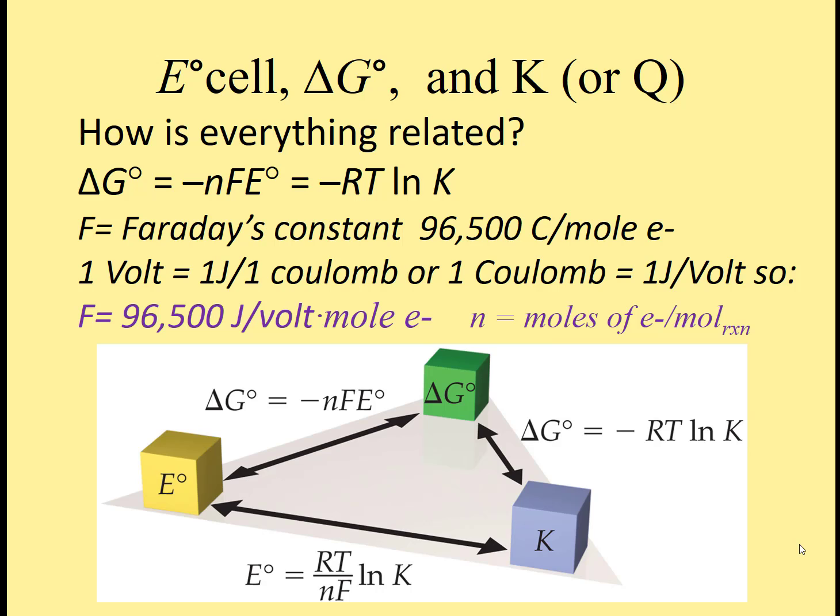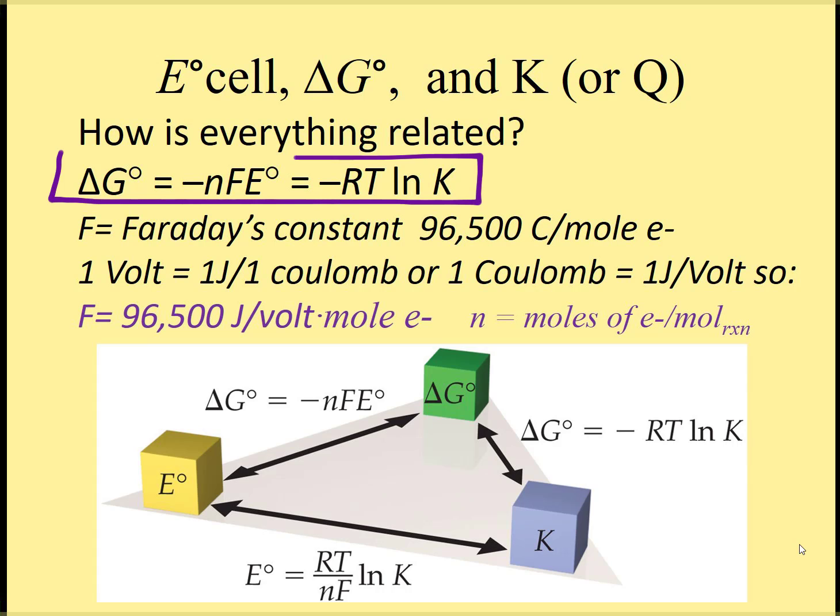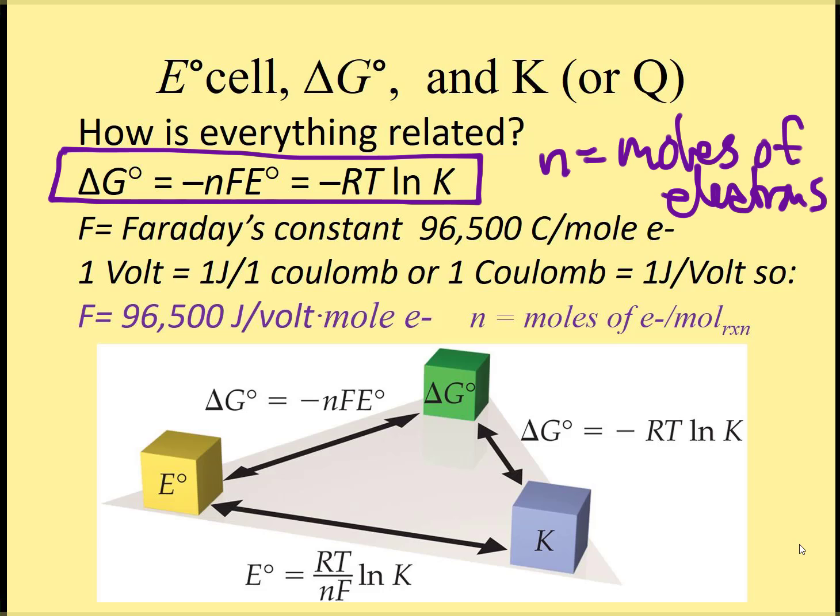So let's look at how the electrical potential or the voltage compares to the Gibbs free energy and also that equilibrium constant. How is everything related? On your data sheet, you will be given two equations and you actually can put them together. You're given this Gibbs free energy equation, which is equal to a negative n. That n is the number of moles of electrons transferred.